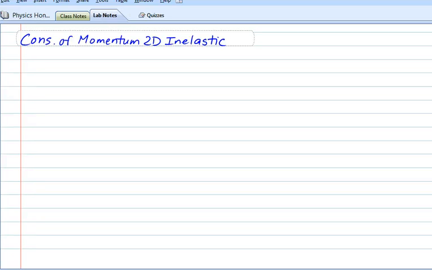Okay, welcome back everyone. So in this next example of conservation of momentum, we're going to be looking at an inelastic collision in two dimensions. Just as a reminder, inelastic means that some kinetic energy is lost, so the change is not equal to zero, but because momentum is conserved, we can still say that the change in momentum is zero.